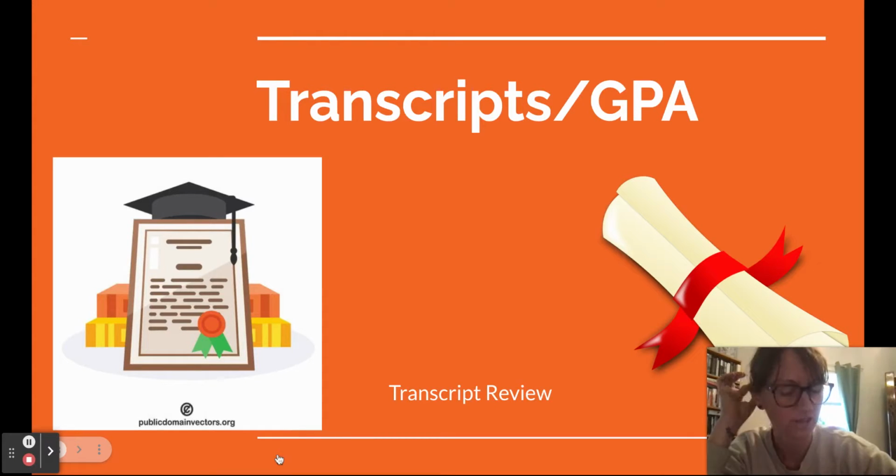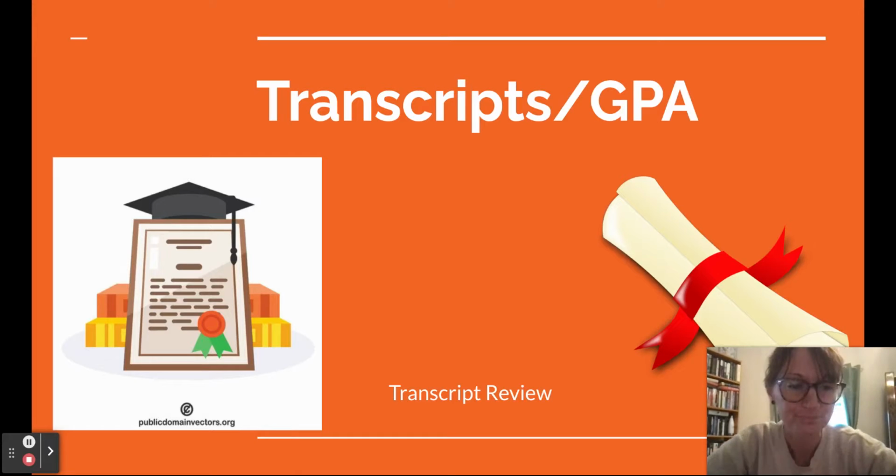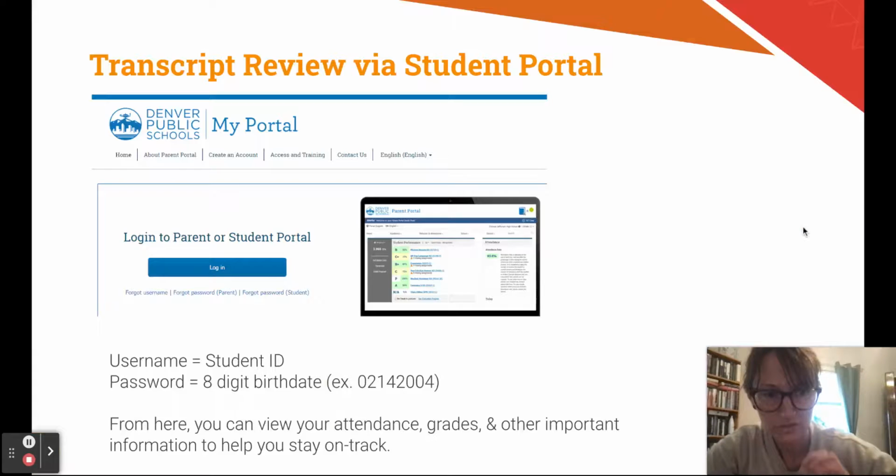This is the second part of our graduation requirements, our credit lesson. So today we're going to go over transcripts and see your GPA, right? You should all know how to find your GPA and how to get into your transcript, but we're going to walk you through it. So first off, we're just going to sign in all together now, sign into your portal. So this is how you do it.